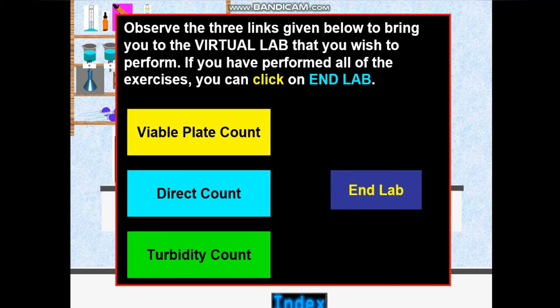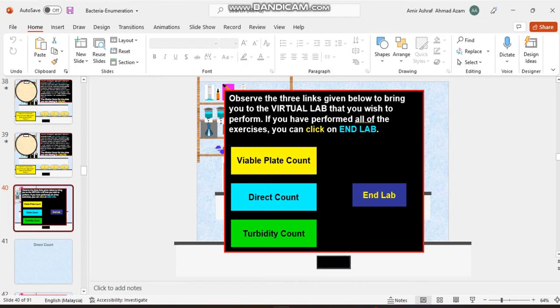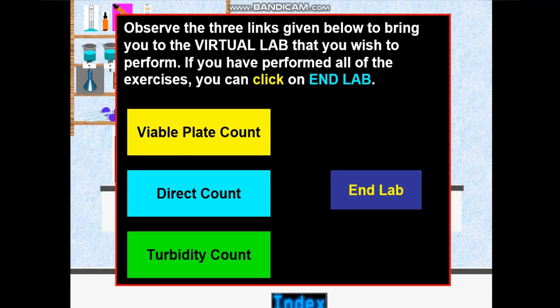That's all for viable plate count. So next, I will show the experiment of direct count.